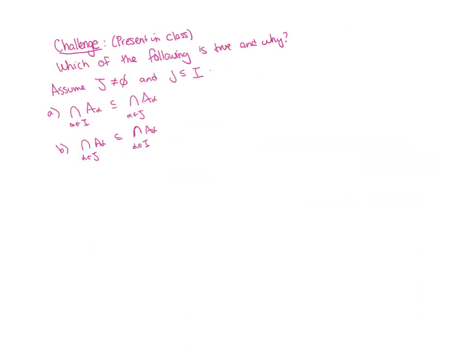As a final question, we have here two statements similar to the last one. So again, I have J is not the empty set. J is a subset of I. And I want you to look at these two statements, they're about intersections, and see which one is true and why. So as one of your weekly challenge problems, if you'd like, someone can present this in class. So you don't have to do a write-up of it, you can just explain which of these is true in class, and then you'll get your points for the week.